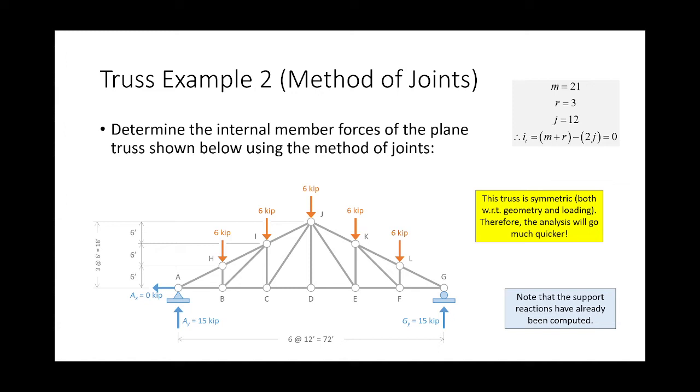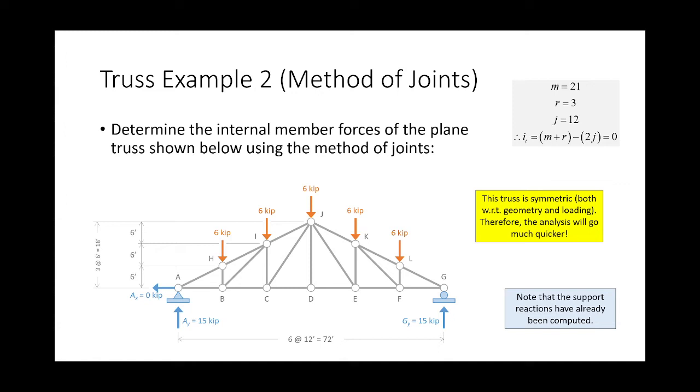Why? And let's be clear, when I say symmetric, I'm saying it is symmetric with respect to both geometry and loading, right? That matters too. Not only is the structure symmetric with the geometry, but the loads are symmetric as well. What does that mean from an analysis perspective? We only have to do half of it. That's important. Now, two other points I want to mention before we start doing the math.